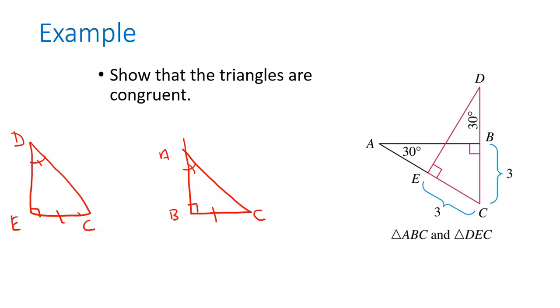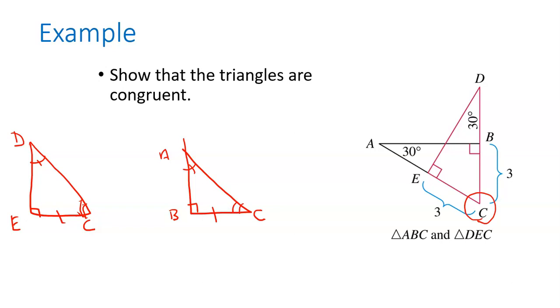Could it be angle, side, angle? Do I know that DE and AB are congruent to each other? No. But I do know that the angle down the bottom over here is shared by both of the triangles. So the angle C that's over here is the same as the angle C that's over there. Now the two triangles are congruent by angle, side, angle.